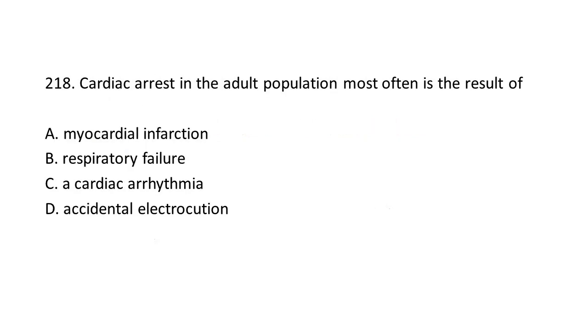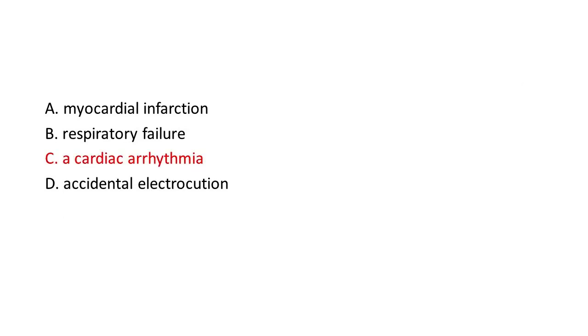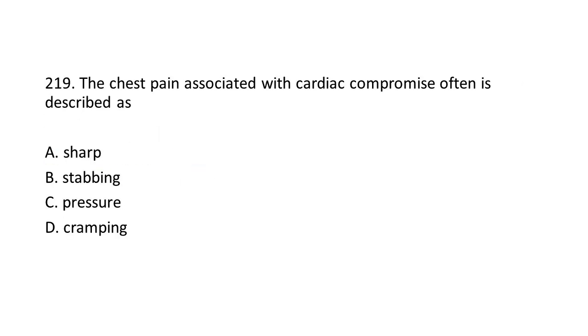218. Cardiac arrest in the adult population most often is the result of A. Myocardial infarction. B. Respiratory failure. C. A cardiac arrhythmia. D. Accidental electrocution. The answer is C. A cardiac arrhythmia.